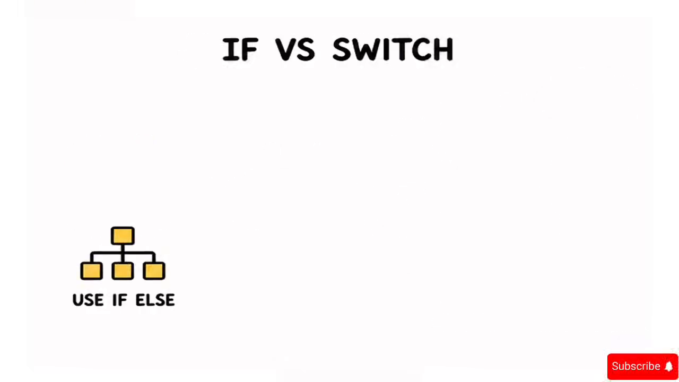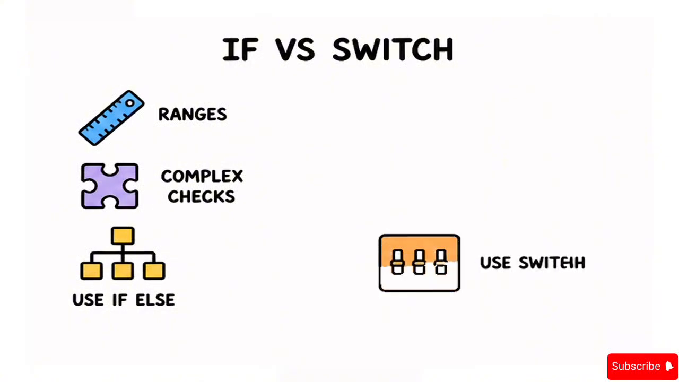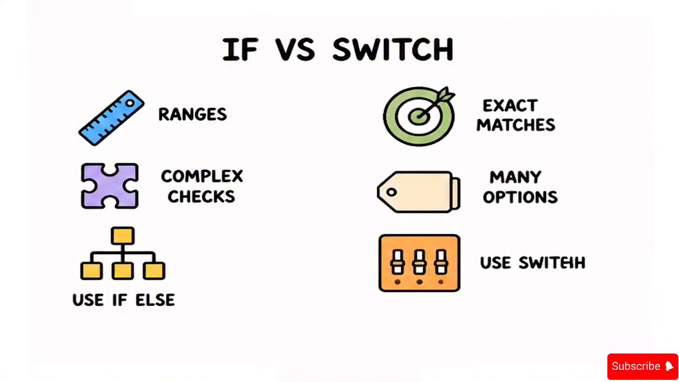Use if and else when conditions are ranges or complex checks. Use switch when you compare one value against many exact matches. Switch reads faster and groups cases neatly. Picking the right tool keeps your code short and easy to follow.